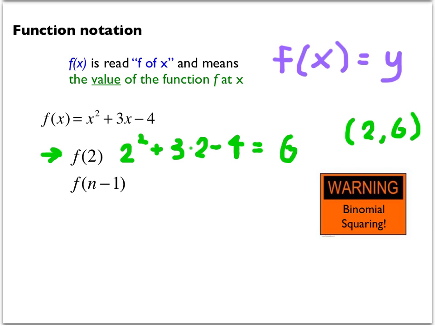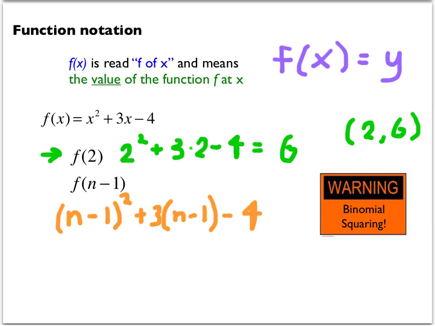Now let's try one that's a little bit trickier here. And you can see that I have a little warning here, a binomial squaring. So let's just see what we get for this. Again, n minus 1 is in the parentheses, so I'm going to put n minus 1 in place of x. So it's going to look like this. And now I have to calculate this out.